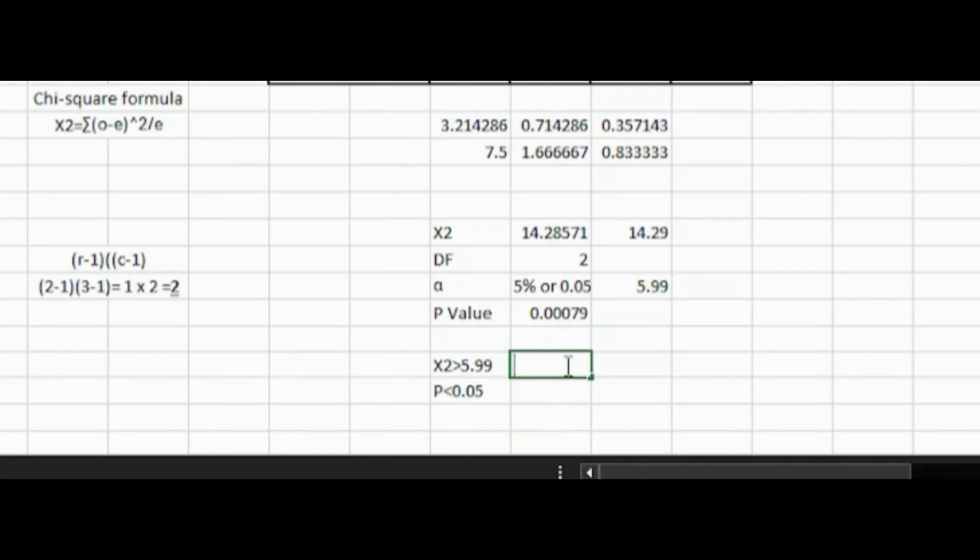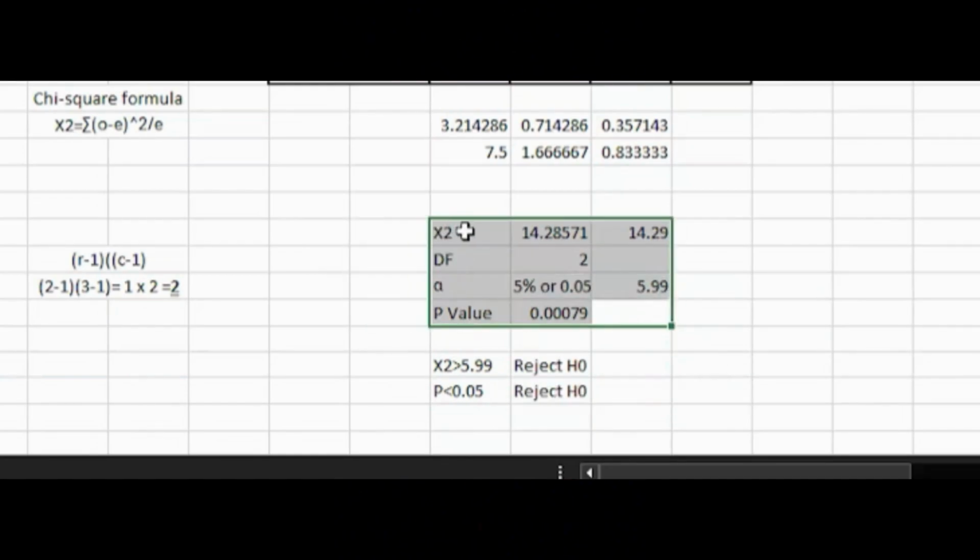If the p-value is greater than 5%, then it is not statistically significant, which then results in accepting the null. Since our p-value is 0.000789, and is less than 0.05, then we will reject the null.